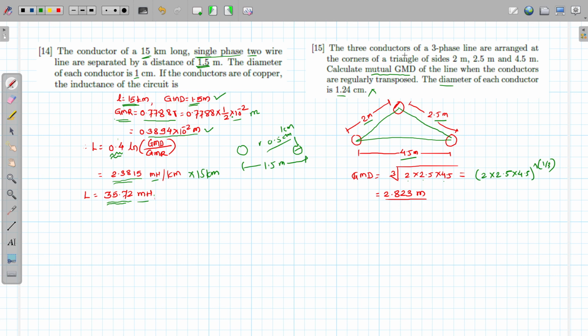The three conductors of a three-phase line are arranged at the corners of a triangle with sides 2 meter, 2.5 meter and 4.5 meter. We have to find out the mutual GMD. The diameter is also given, but it is of no use. One side is 2 meter, another is 2.5 and the third side is 4.5 meter. So GMD is equal to 2 into 2.5 into 4.5. There are 3 values, hence we have to take the cube root, that is, raise to the power 1 by 3. So it will give you 2.823 meter.